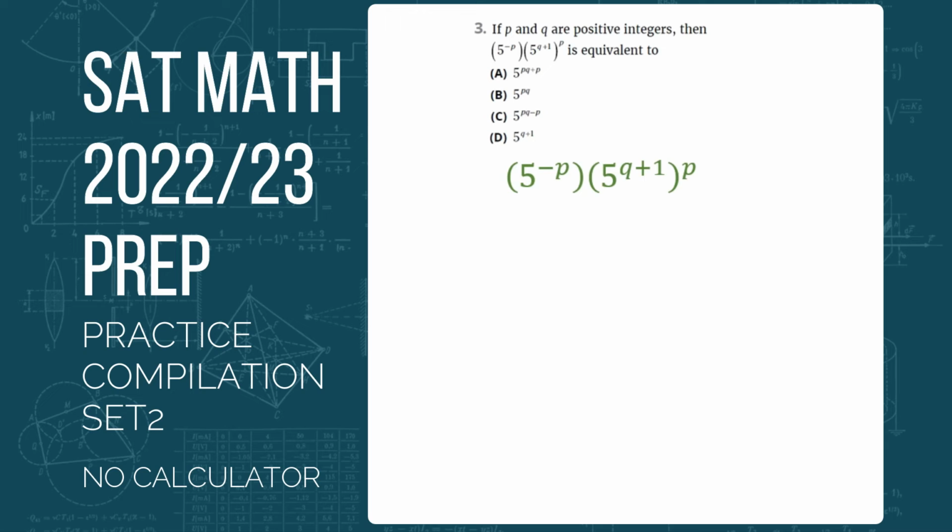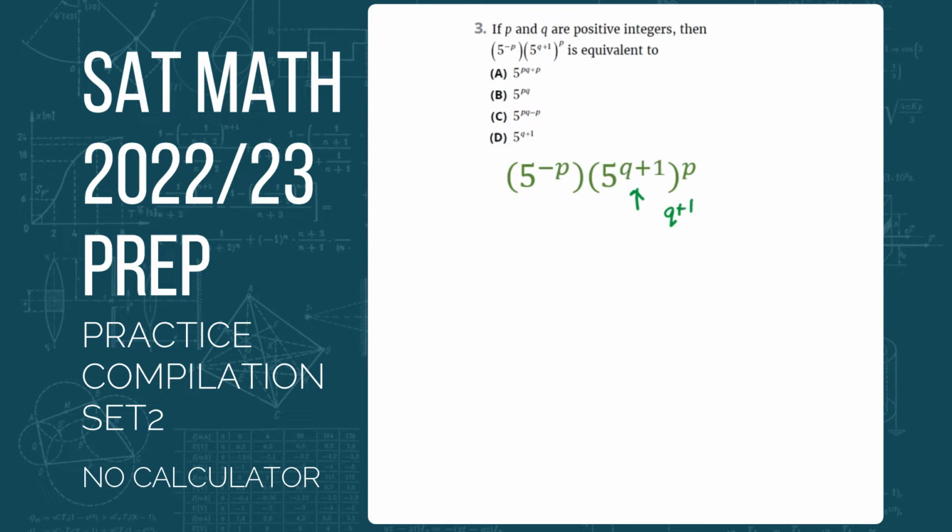P and Q are positive integers. Then 5 to the power of negative p times 5 to the power of q plus 1 to the power of p is equivalent to which of these choices? Let's solve this part first. Let's look at only the exponents.